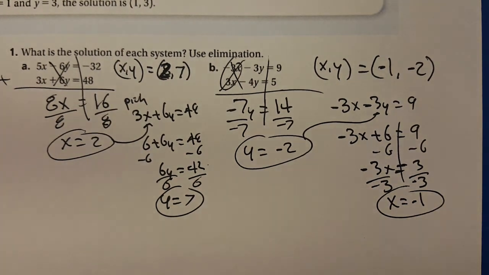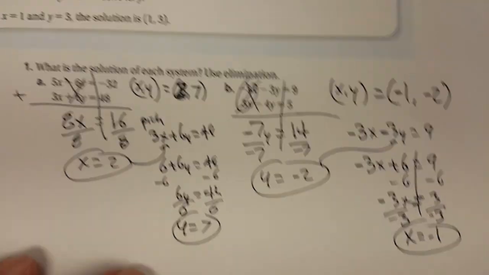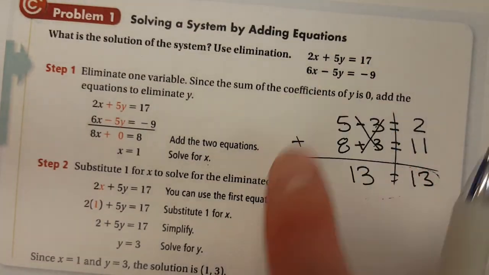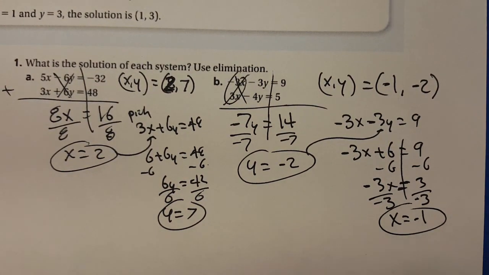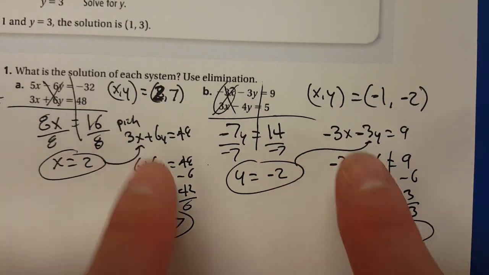Okay, that's problem number 1. Before I say goodbye, remember, you want to look for opposites. If you have opposites, use them. Cancel them, and then add the remains, and then do the math from there. Once you find one of the variables, substitute it in and find the other one.